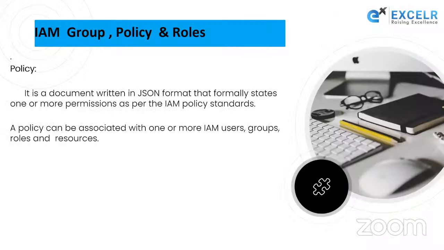Then we will see policies. This is what we have just referred to. Now, what is a policy? A policy is nothing but a document which defines what permission you have as an end user, whether you have administrator access, S3 admin access, EC2 admin access, or just read-only access. This policy document is written in JSON format, which stands for JavaScript Object Notation, and in that you define the particular permissions. A policy can be associated with one or more users. You can attach multiple policies to a particular user as well.